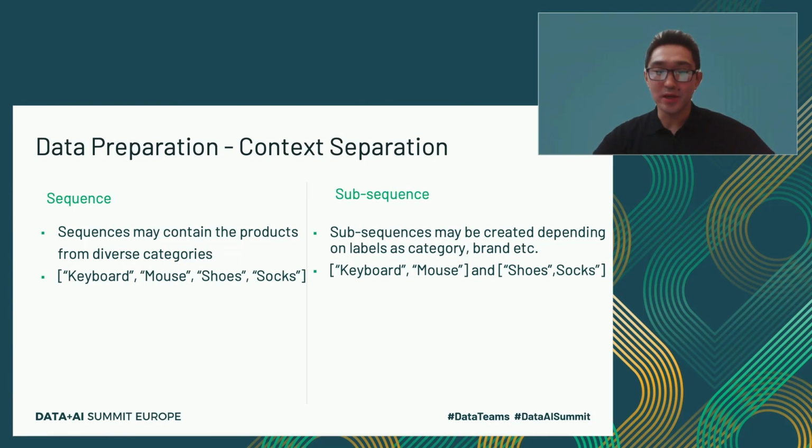As discussed in the previous slides, sequences contain products from diverse categories. So in order to decrease noise in recommendations, sequences are split into subsequences. In the given example, keyboard and mouse are included in the first subsequence, whereas shoes and socks are contained in the second subsequence. Keyboard and mouse belong to the electronics category, while shoes and socks are items related to shoes.